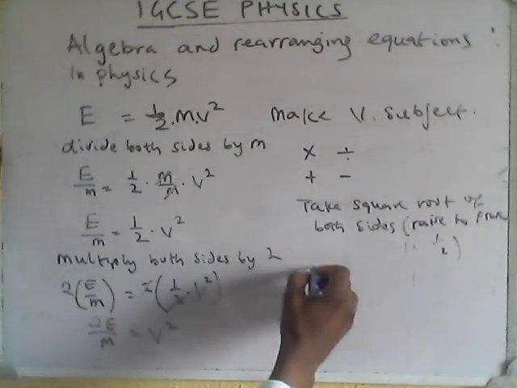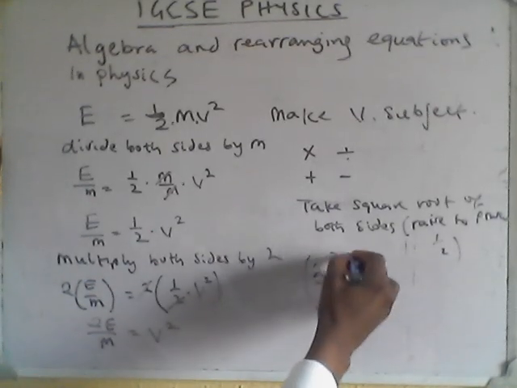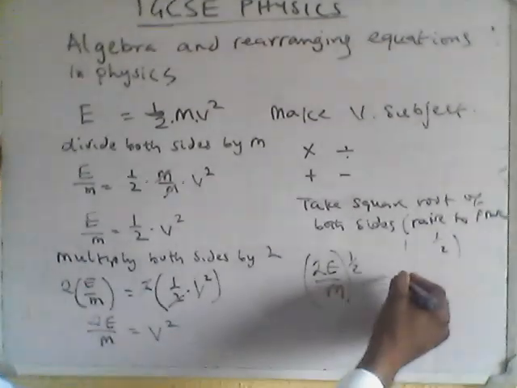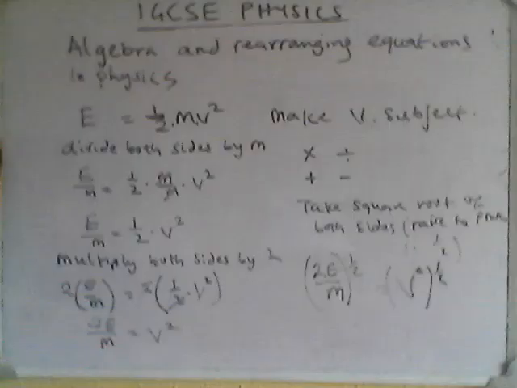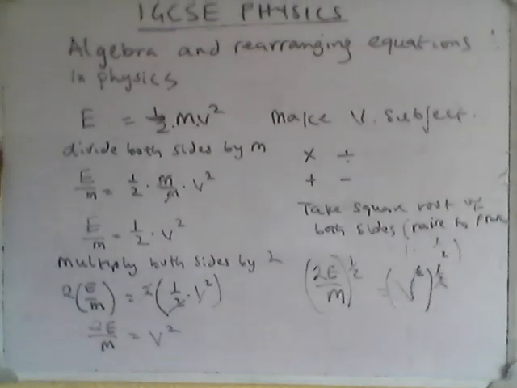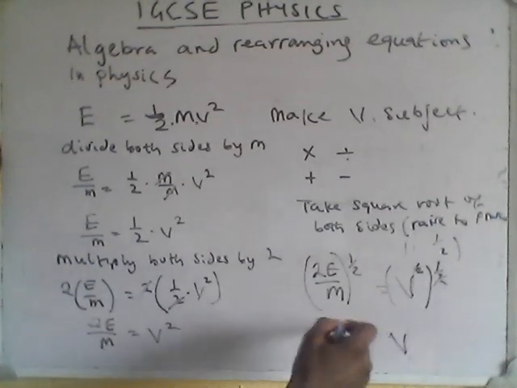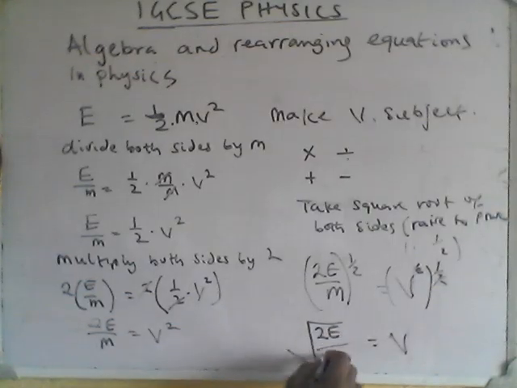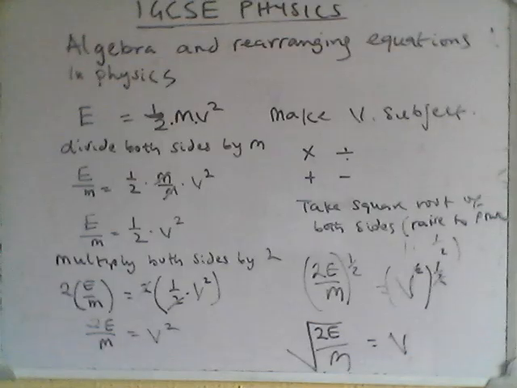So I'll come here, I'll have 2e/m on this side, but I will now say raised to power half on this side is equal to v squared raised to power half. So this one cancels this one. So my v is now staying on its own, but this exponent half is the same thing as saying square root of 2e over m. So I have made v the subject of the formula on this side successfully. So that is it.